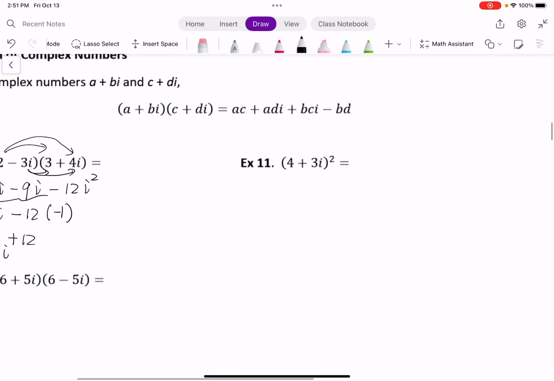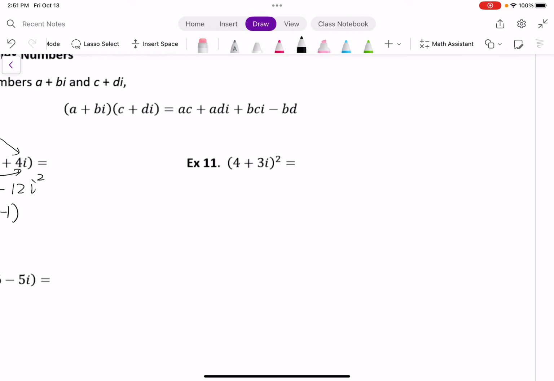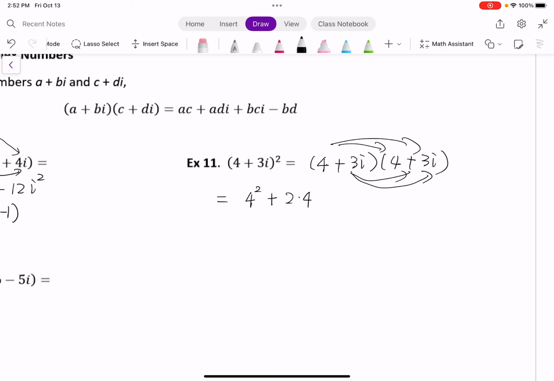All right, let's see the next one. This is a perfect square, so I can also FOIL it. If you forgot how to expand it, you can do this: 4 plus 3i multiplied by 4 plus 3i, and you FOIL it. By foiling, we must have 4 squared plus 2 times 4 times 3i plus 3i, all of this squared. So if you follow it, you are having the same expression.